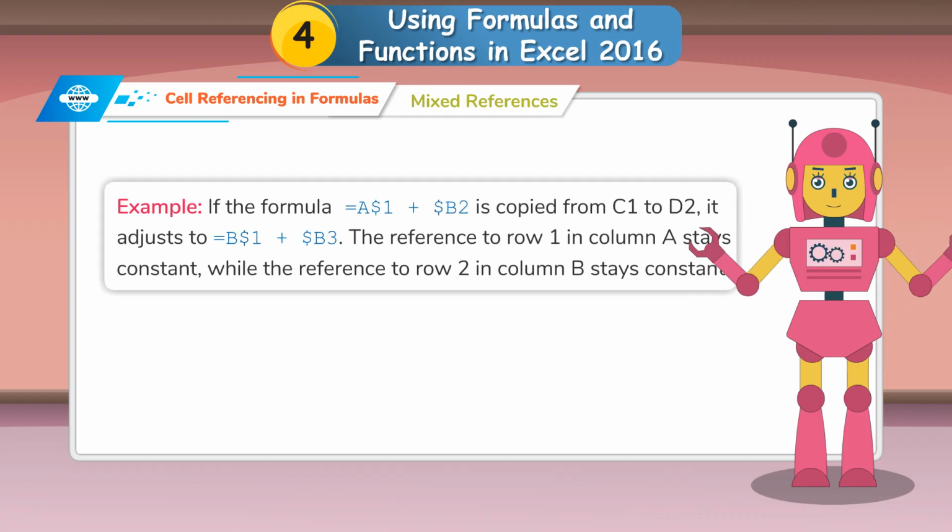Example, if the formula $A$1 plus $B2 is copied from C1 to D2, it adjusts to $B$1 plus $B3. The reference to row 1 in column A stays constant, while the reference to column B stays constant.